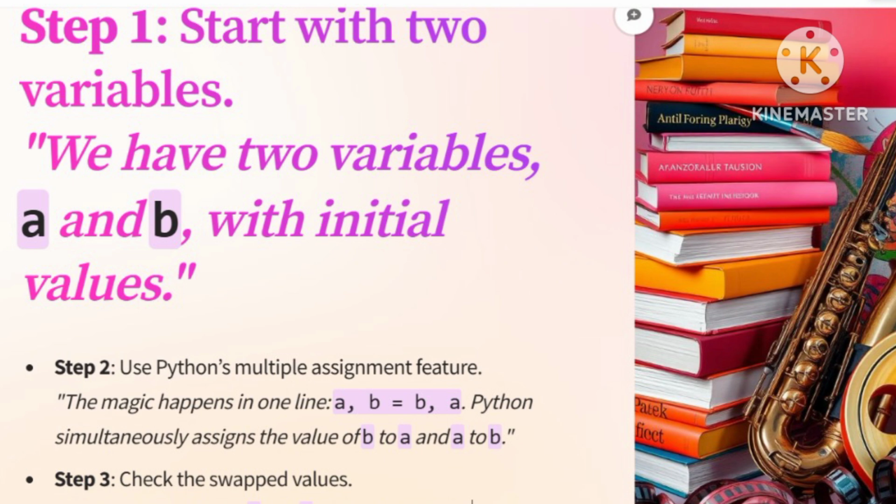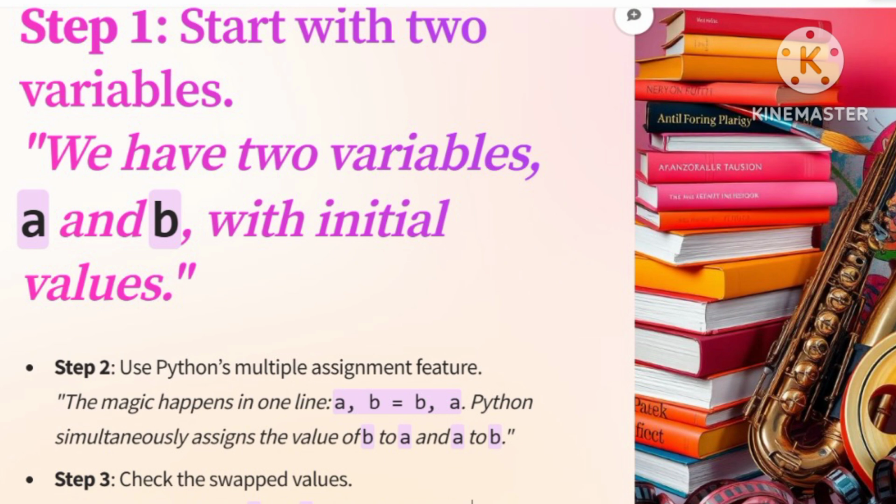Step 1. Start with two variables. We have two variables a and b with initial values. Step 2. Use Python's multiple assignment feature. The magic happens in one line: a, b = b, a. Python simultaneously assigns the value of b to a and a to b. Step 3. Check the swapped values. Finally, we print both a and b to verify the swap.